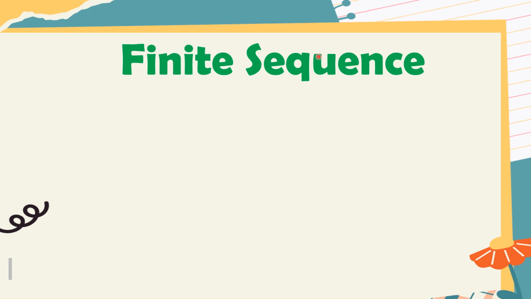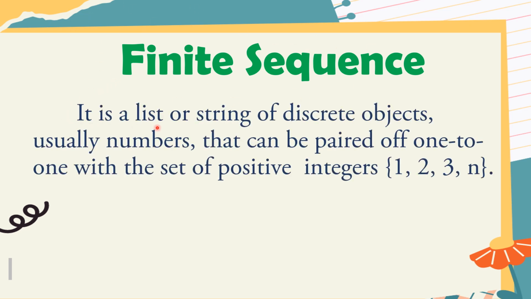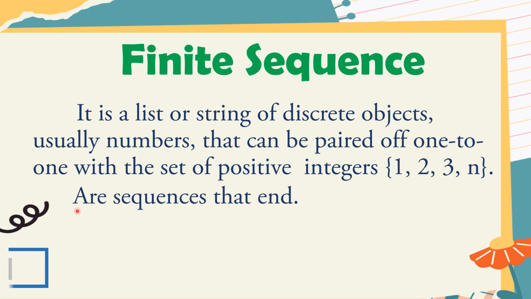Finite sequence. A finite sequence is a list or string of discrete objects, usually numbers, that can be paired off one to one with the set of positive integers 1, 2, 3, up to n. So it means we have the first term and we also have the last term of our sequence, that is n.